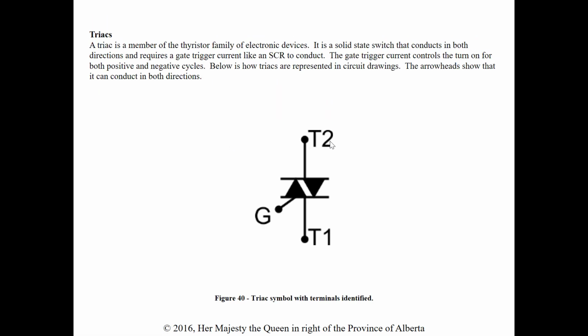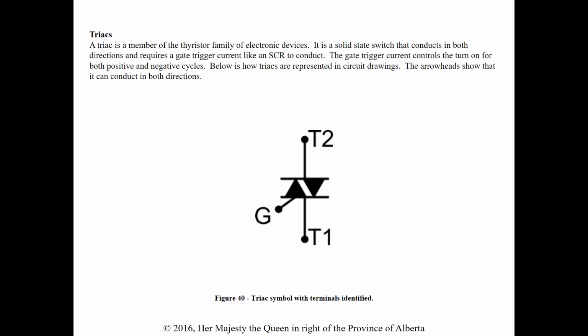So the next thing I talk about is triacs. A triac, again, is a member of the thyristor family of electronic devices, a solid state switch that conducts in both directions and requires a gate trigger current like an SCR. Okay, so it will conduct in both, where we saw the SCR just doing it in one direction. The gate trigger current controls the turn on for both positive and negative cycles, again allowing both through.